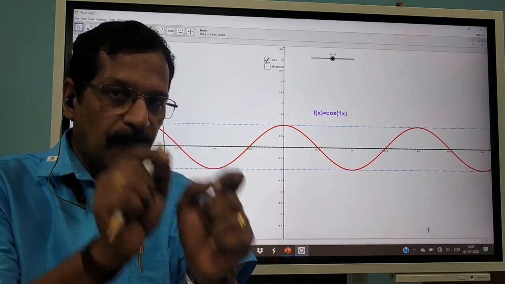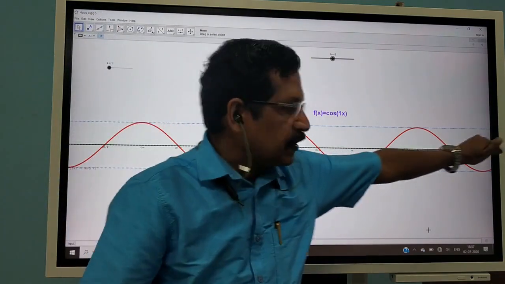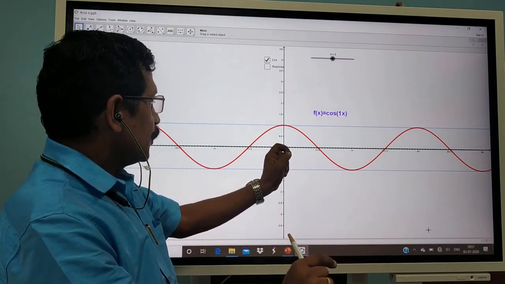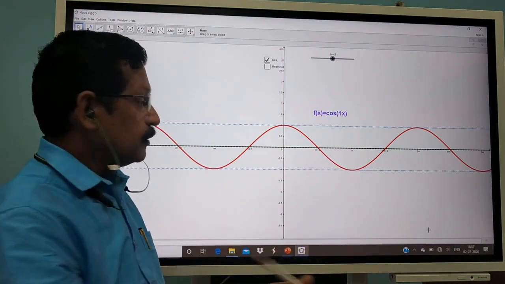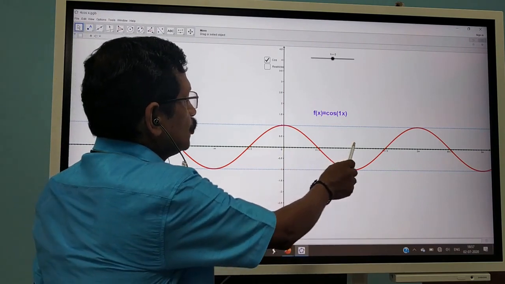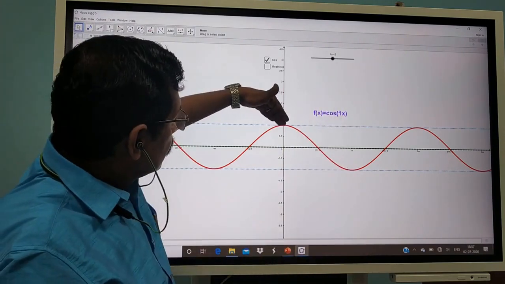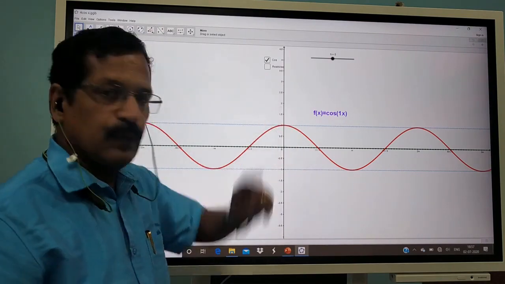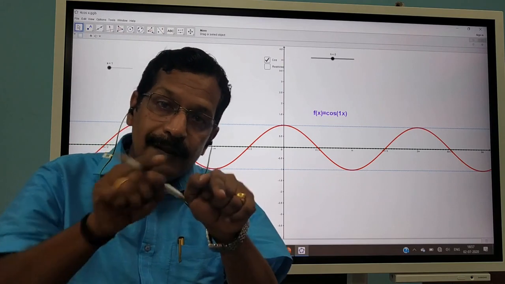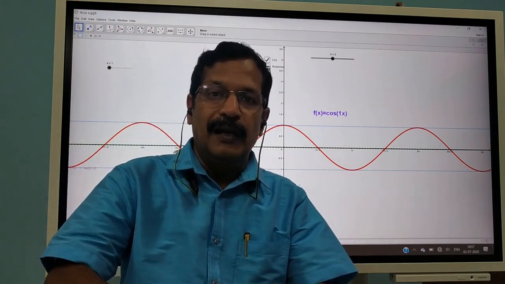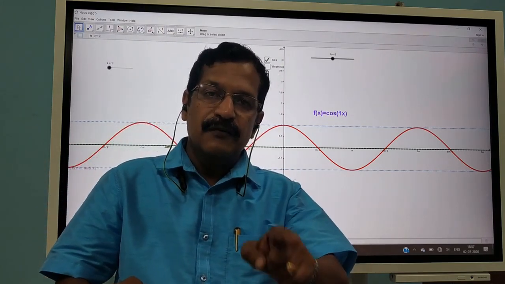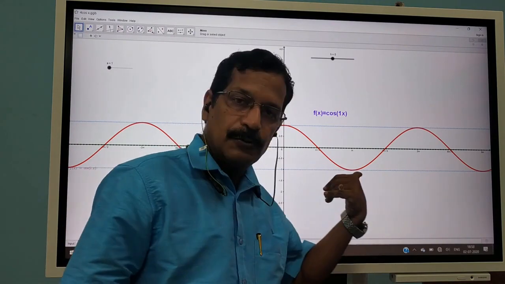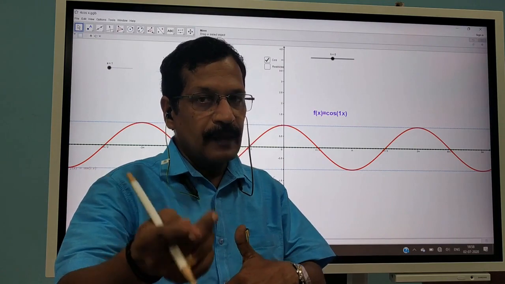If you restrict the domain, actually the domain is the set of all real numbers. If you restrict the domain from 0 to pi, the cosine function takes values from -1 to +1. So in that restricted subinterval, the cosine function f of x is equal to cos x is 1-1 as well as onto, hence invertible.